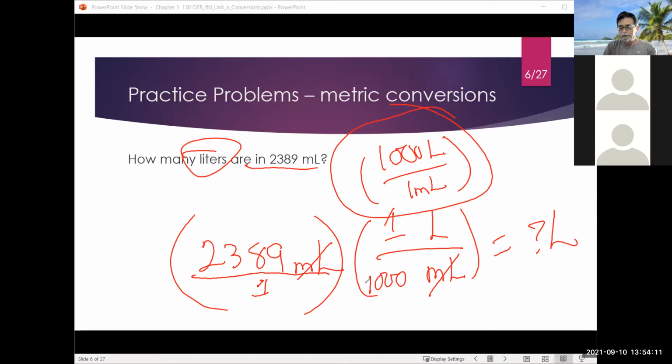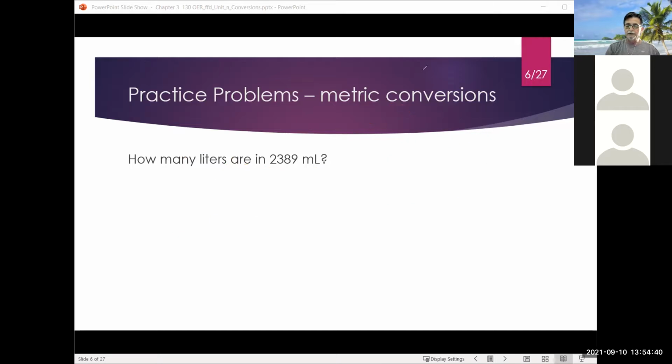Also, look at the number here. You're going from milliliters to liters. So that number should be much less than the number you began with, okay? Because you're dividing by 1,000. And if you were going to multiply by 1,000, you're going to have an even bigger number, and that's in liters. It doesn't make sense. Think about the answer. Okay, let me clear that up.